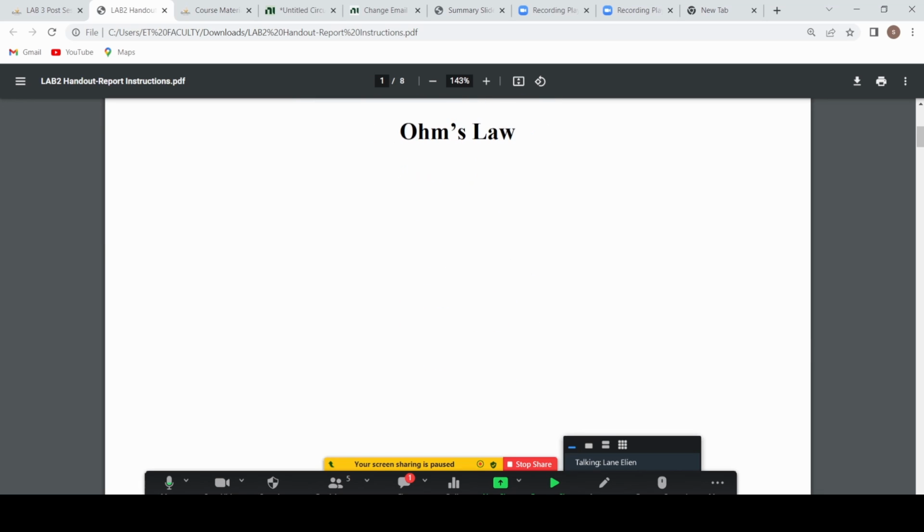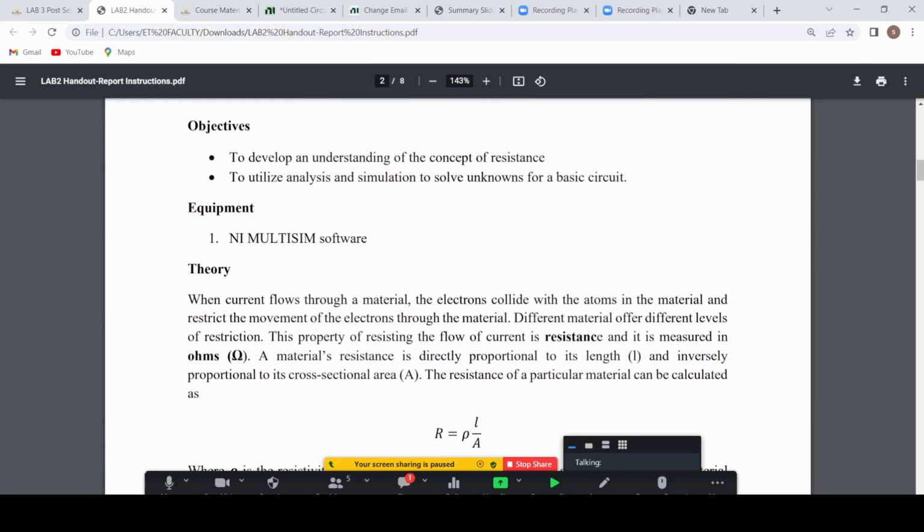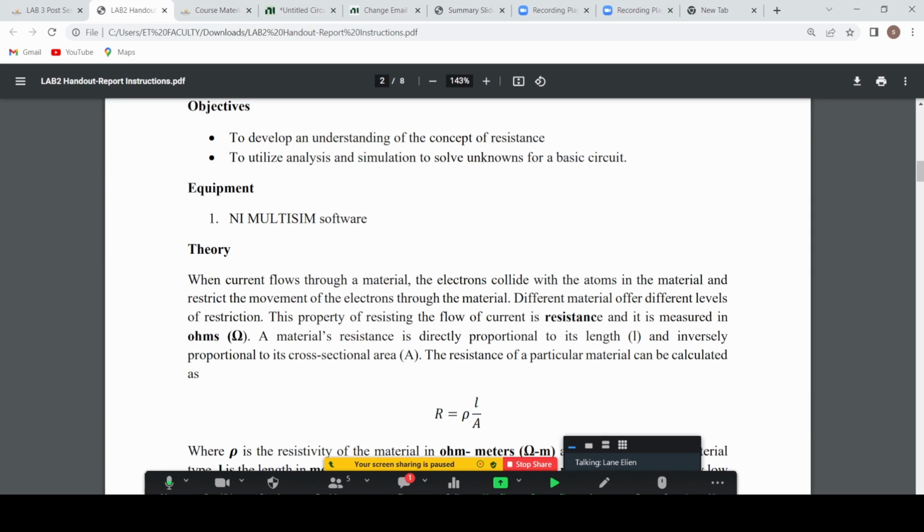Let's go through the lab handout, and then we'll get to the part where we have the procedure, where we are going to actually follow these instructions to obtain our results. So the objectives of the lab is to develop an understanding for the concept of resistance and to utilize analysis and simulation to solve unknowns for a basic circuit.